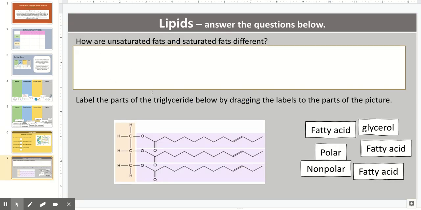In this last slide on lipids, you'll answer this question, and then you're going to move these terms to label the parts of this triglyceride. So you're going to pick out the glycerol and the fatty acids. Hint: there are three fatty acids. Which area of the triglyceride is polar, and which area of the triglyceride is nonpolar? And that is a review.